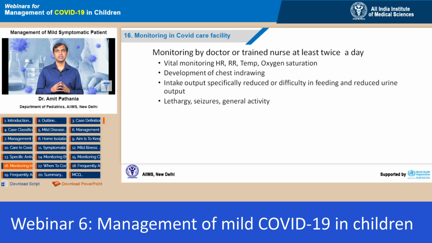And when the child is in a COVID care facility, they should be monitored by doctors or trained nurses at least twice a day for vitals: heart rate, respiratory rate, temperature, oxygen saturation, development of chest indrawing, intake and output, especially reduced or difficulty in feeding or reduced urine output. They should look for lethargy, seizures, and general activity of the child.